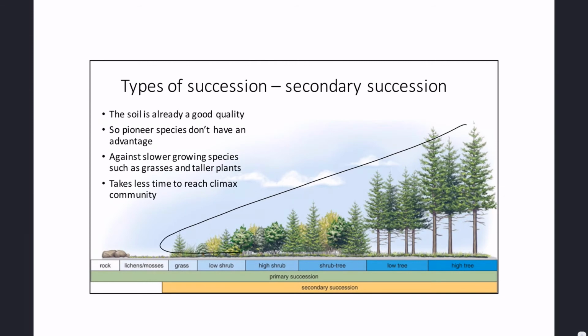Even if we lose all these communities of organisms, let's say because of a fire, the soil is still high quality. So we don't have to start all the way at the beginning where we need to form the soil and we have a completely lifeless area. We probably have seeds and other things that have blown in from other areas, and it's ready to go because the soil is already there and doesn't need to be developed. So secondary succession is slightly different to primary succession.